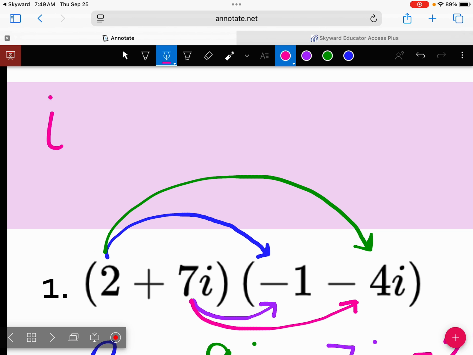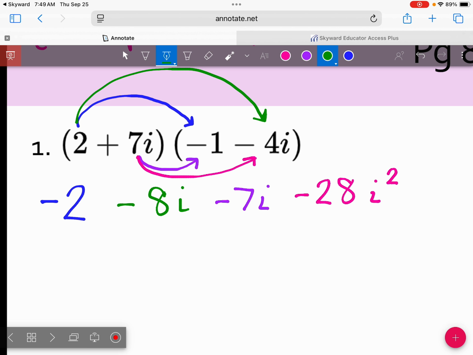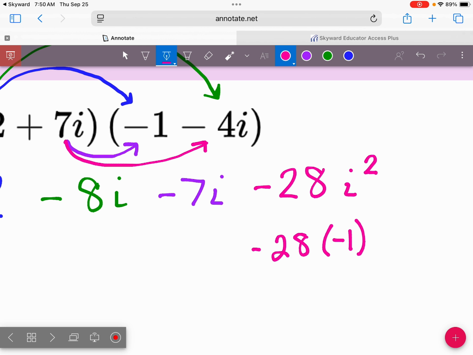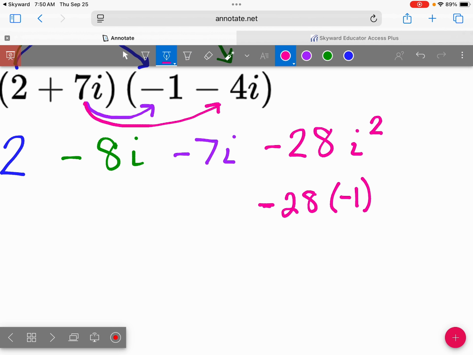If we think about i squared, that's the same thing as the square root of negative 1 squared, which means that's the exact same thing as just negative 1, because the square root and the square cancel out. So i squared means negative 1. So this 28 times i squared is really minus 28 times negative 1. So it's just going to be a positive 28. This is going to end up being plus 28.